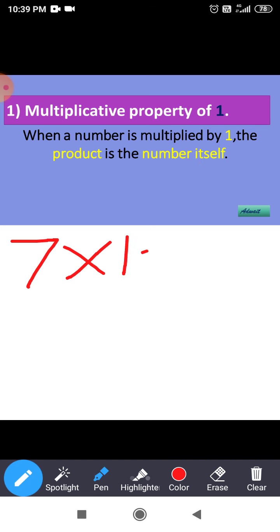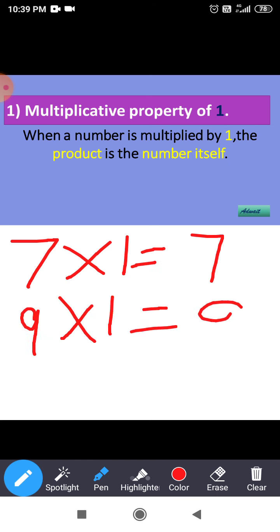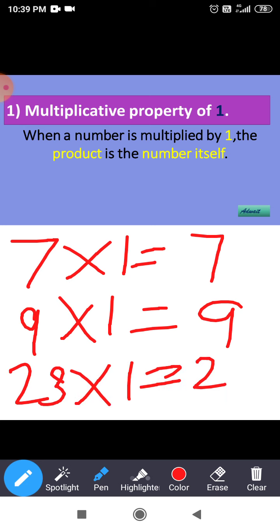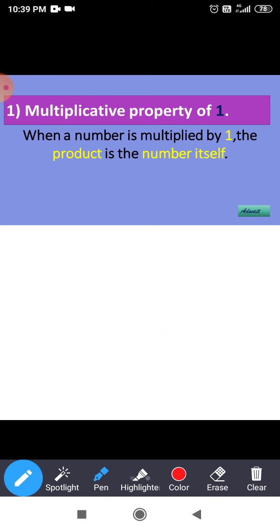7 ones are 7. 9 ones are 9. 23 ones are 23 only. It means if we multiply any number by 1, we are getting the same number. So this is the multiplicative property of 1.